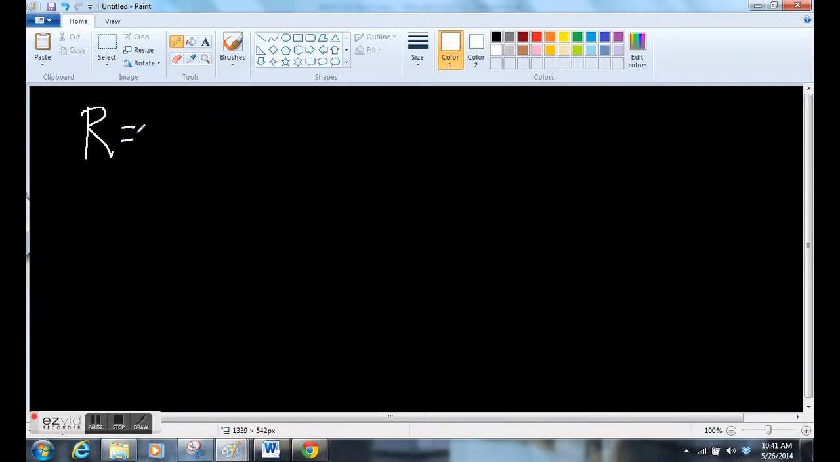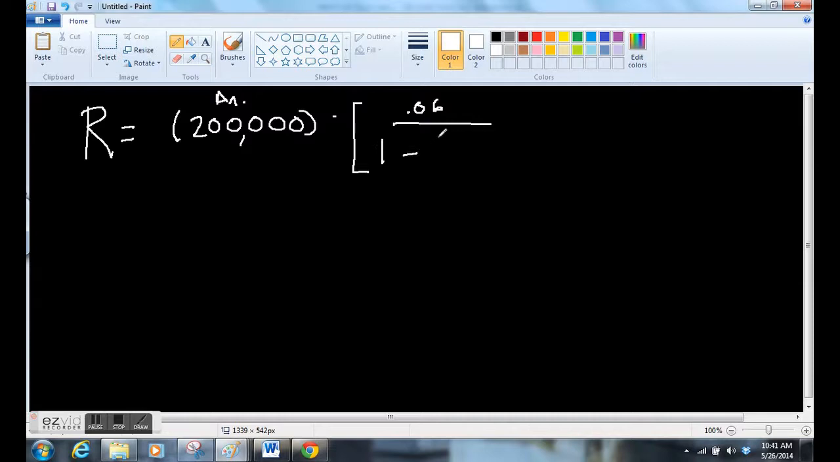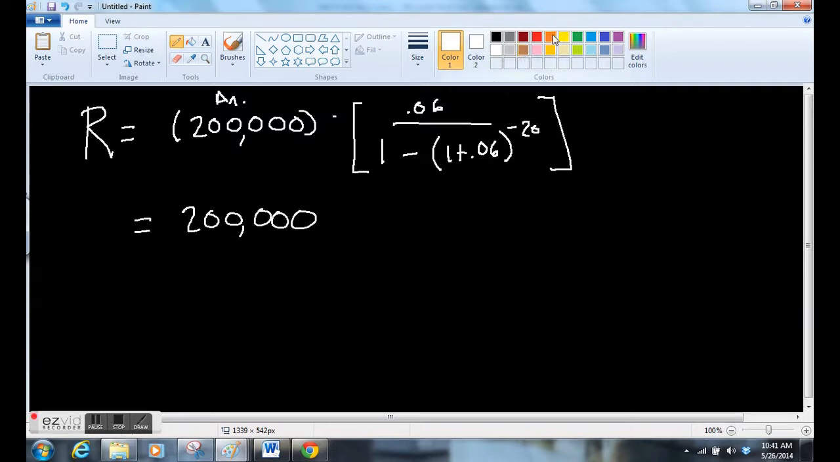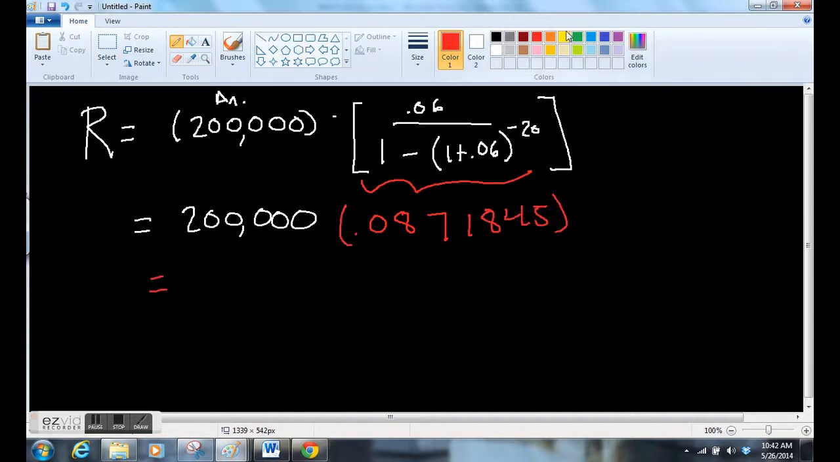So according to this formula, we have R, the size of each payment, is $200,000. That's A to the N, the total amount that he took out. And then we have the interest rate, 0.06, divided by 1 minus 1 plus 0.06, all to the negative N, which is negative 20. Remember, it's 10 years and he's paying 2 times a year. So here's a little baby step. Assuming you can put all this into a calculator, you would get 0.08771845, just to help you follow along with your calculator.